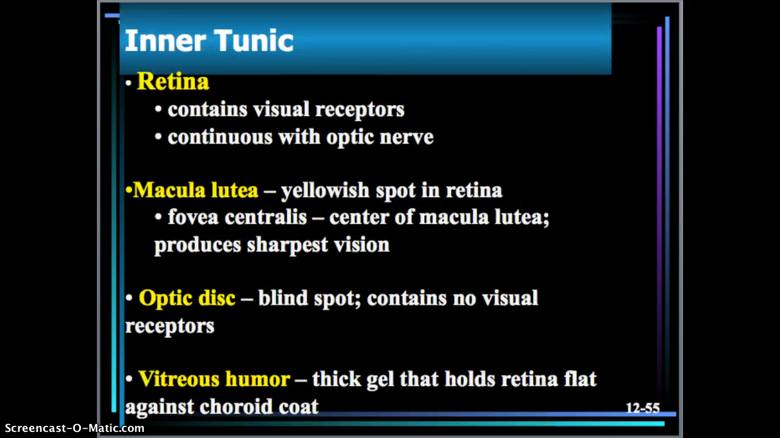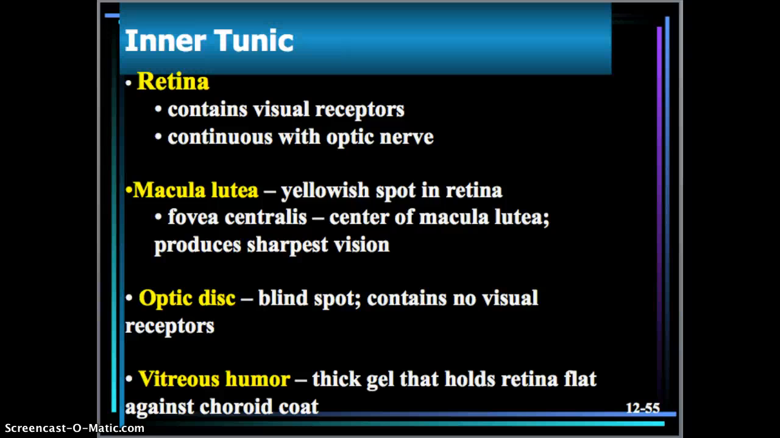So the inner tunic is composed of the retina, which is the back of your eye, and it contains visual receptors. It's also continuous with the optic nerve. The macula lutea is a yellowish spot in the retina, and it's typically at the very middle of the retina. And in the middle of that yellowish spot, there's the fovea centralis, and this is the sharpest vision. It's called your focal point. It's where all the light rays focus, and you have the sharpest vision.